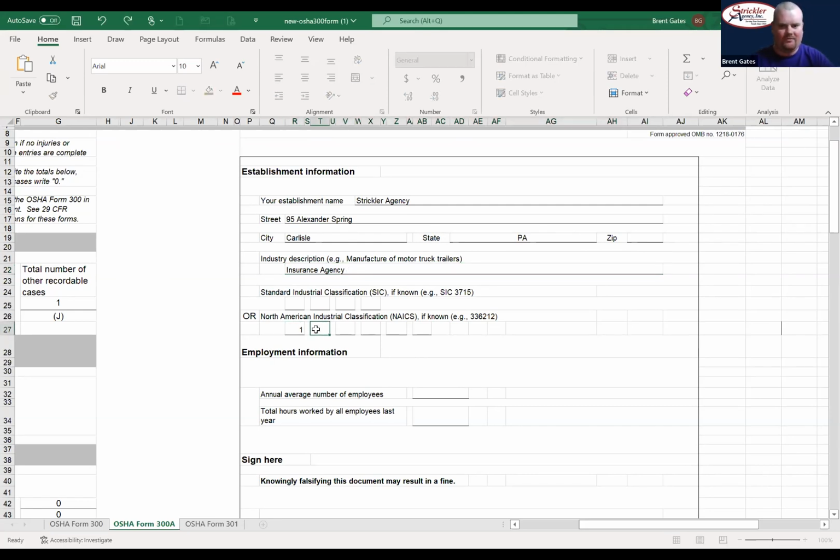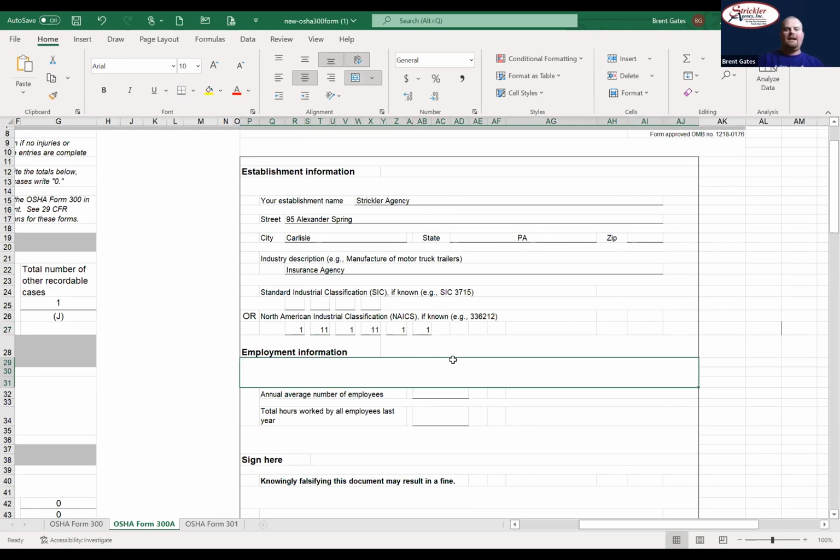I'm just going to put in 11111 here. I just put in way too many ones, but that number is important whenever we're going to compare and contrast to our other industries that are similar to what we do. And I'm going to show you what that looks like in a little bit as well. Then we want to look at our annual average number of employees throughout the year. It's not the maximum number of employees you had. It's not the minimum amount of employees. It's not the number of employees you have right now when you're filling this form out. It's your average annual number of employees for the year.